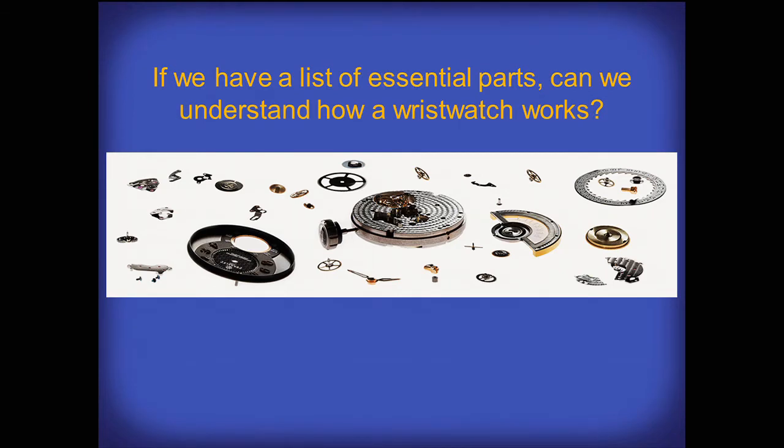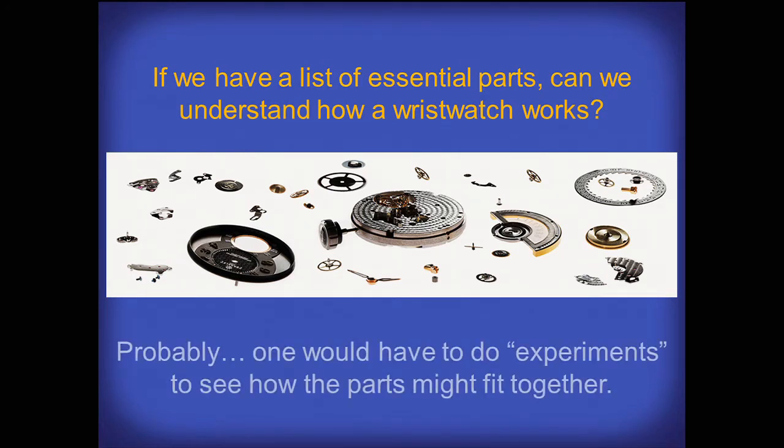And the answer would be probably no. On the other hand, if you had a list of essential parts, could you understand the workings of the machine? And I would say yes, probably you could. You would have to do experiments. You would try to fit cogs and gears together, and you would try to understand how they work. And in that humans are watchmakers, you probably would be able to learn how the instrument operates eventually.